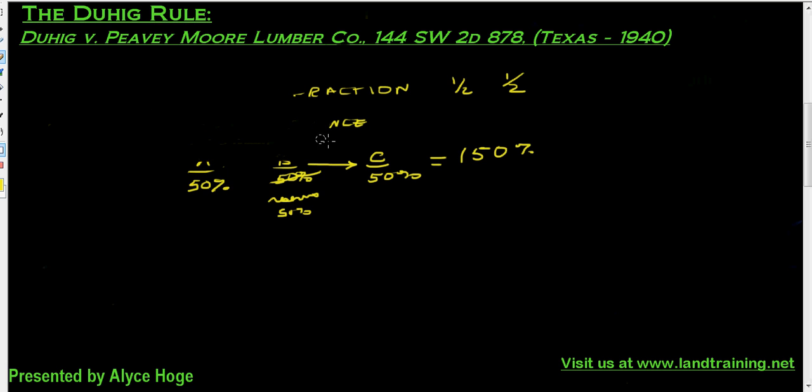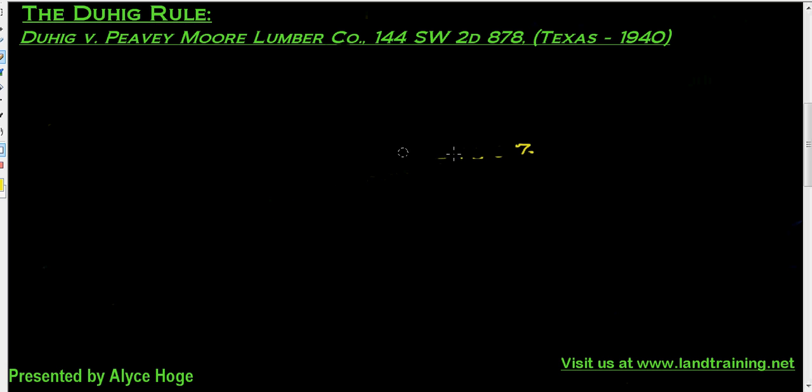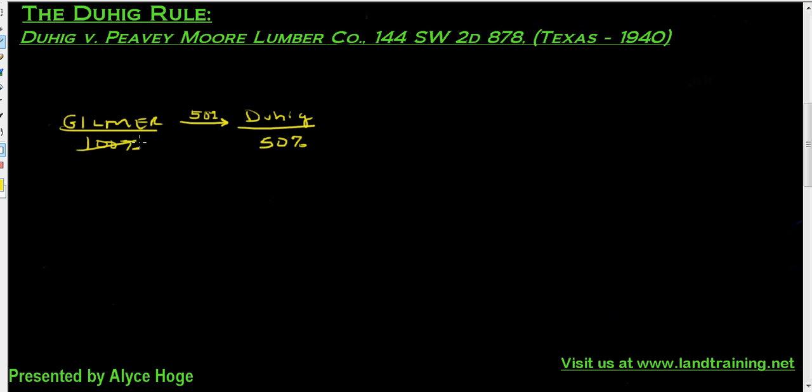So let's look then at the facts in Duhig versus P.V. Moore Lumber Company. And it starts with a man named Gilmer. Gilmer owned 100% of an interest in Orange County, Texas. Gilmer owned 100%. And Gilmer conveyed to Duhig 50% of his interest. So now Duhig has 50% and Gilmer has the remaining 50%. We're at 100%. Okay? Everyone understands this part of the case. This part of the case is crystal clear.